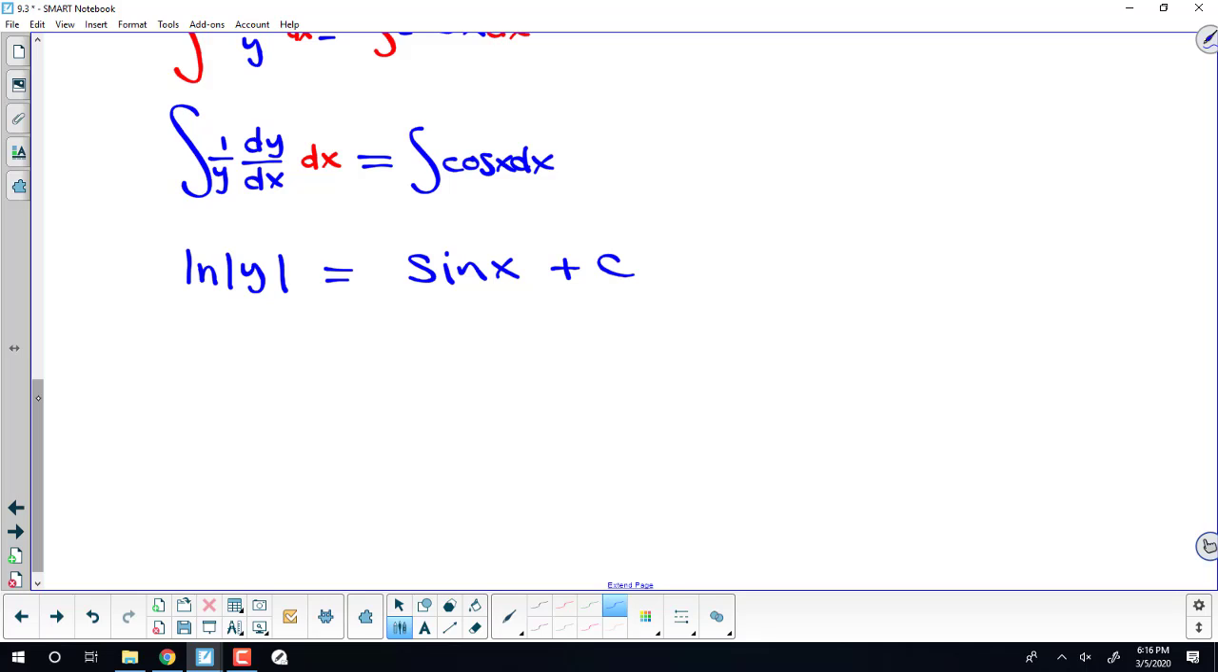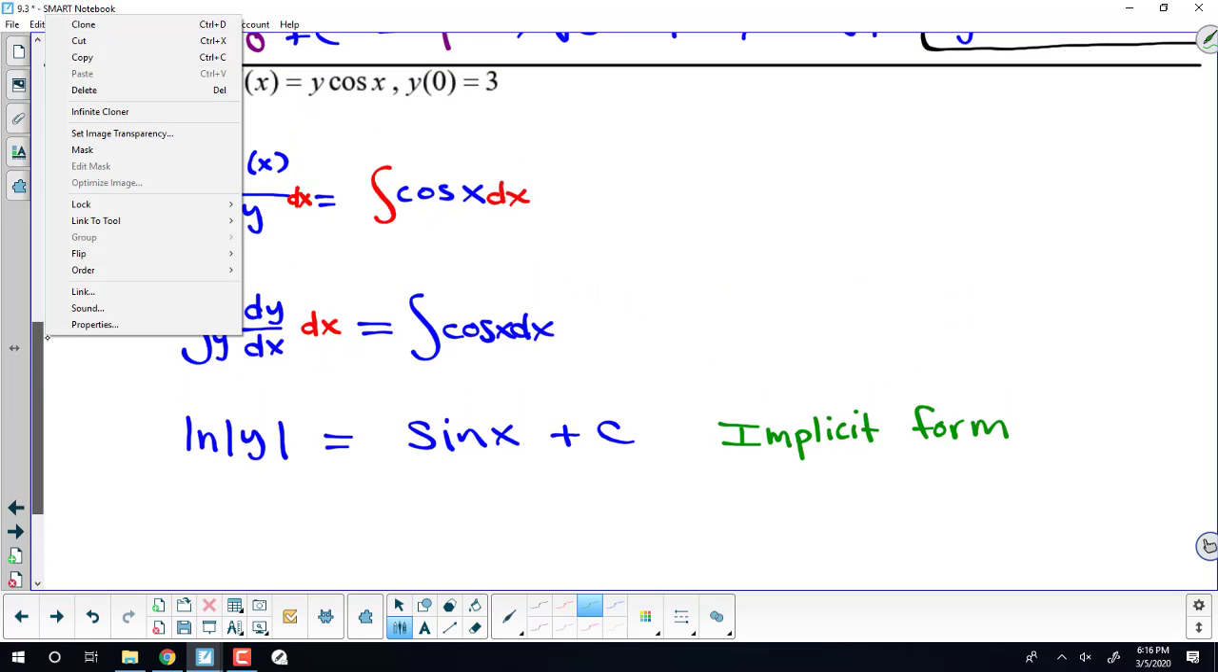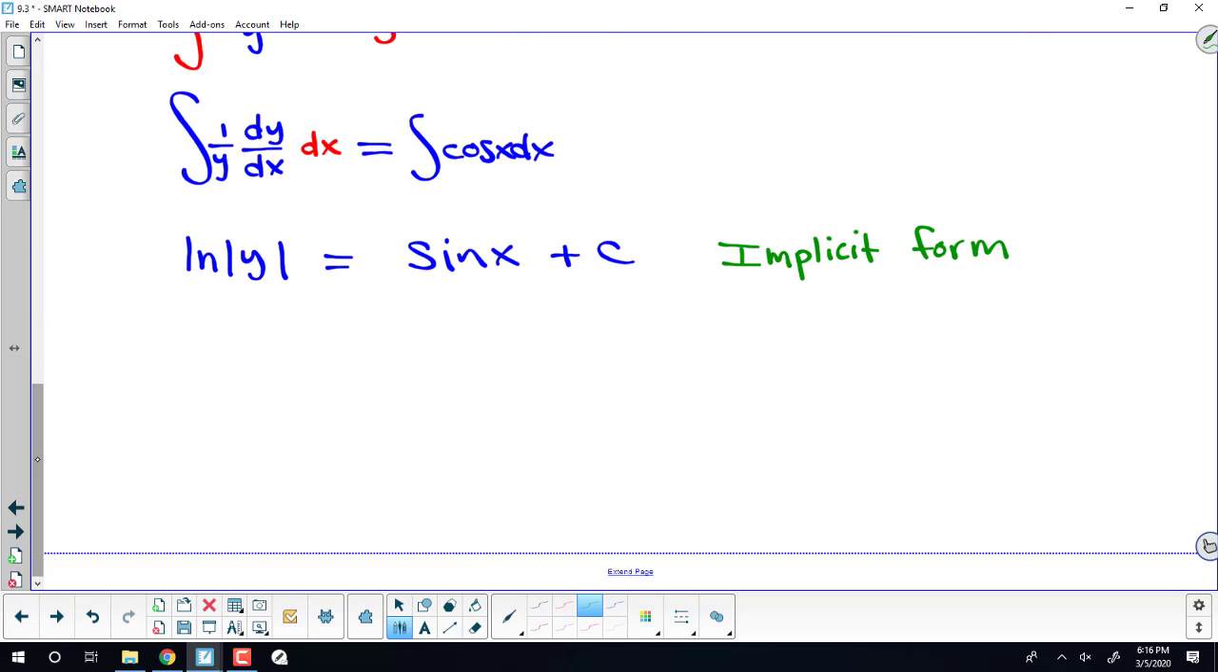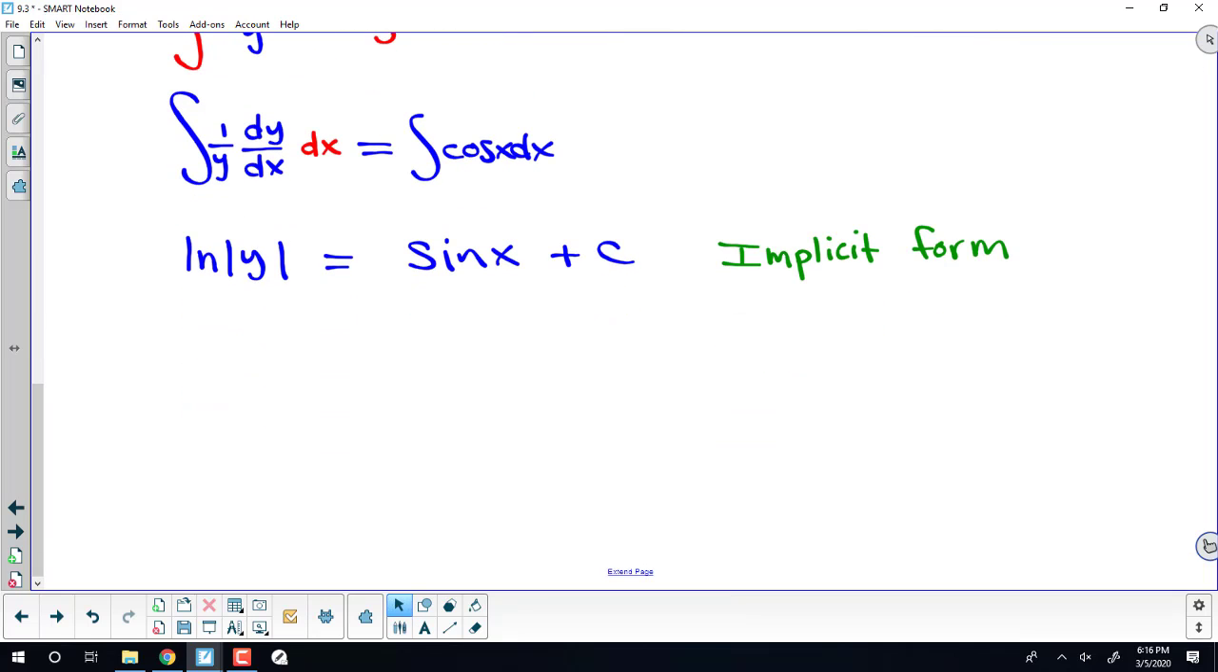So you can also work with this form here. This form is implicit, because we haven't actually solved for y, but it's implied what y is. At this point, you could plug in your initial conditions of y being 3 and x being 0. Let's go ahead and solve: absolute value of y is e to the power. Remember, exponentiating both sides, so it has to be e to the sine x plus c power.